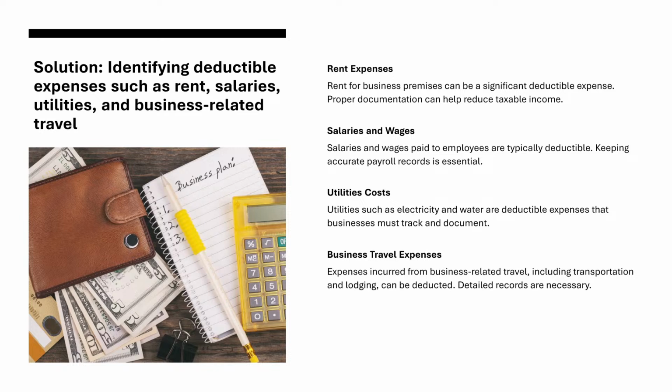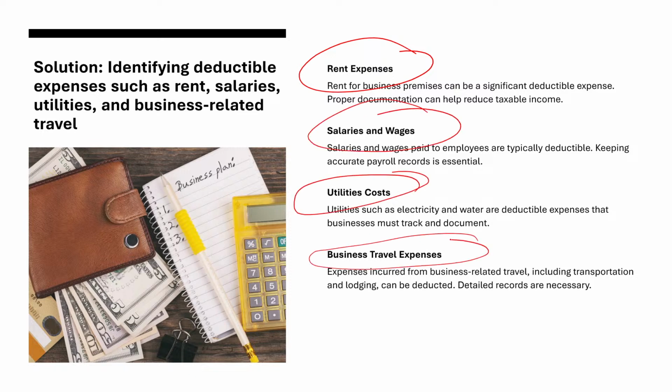So how do you solve this? You need to identify allowable deductions like rent for your income tax, salaries, utilities, business travel expenses. So that's the importance of having a structure or a record keeping structure where you can claim these, right, easily, and it reduces your tax liability. So this is the end of our session.